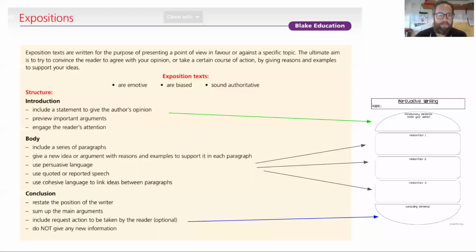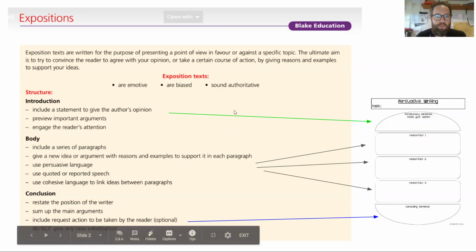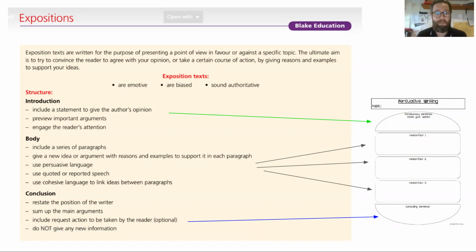So I've got an overview of what an exposition looks like. And I want to go through this because this is basically what we'll be looking at as teachers as we mark your work. And this is what will look like your big picture overall. So remember that the aim is to convince the reader to agree with you or to take a course of action. Really, the best persuasive texts are the ones that actually get people to change their behavior or to do something, all right? We know that exposition texts are emotive, so they use emotions.